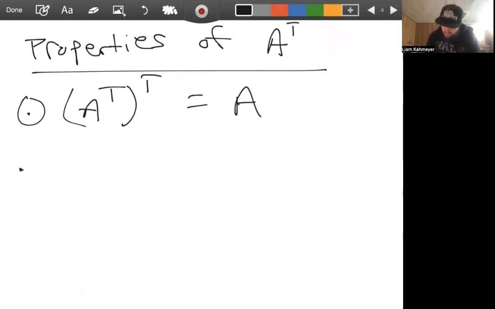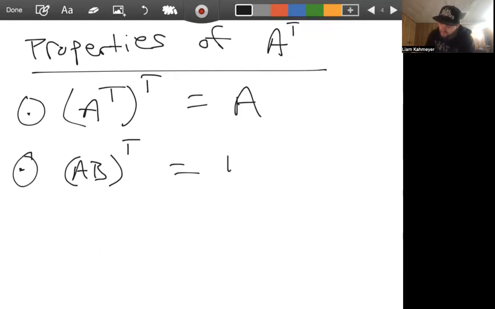We also have a rule with products. So if you have the product of two matrices, AB, and then you want to take the transpose of this product, what you can do is first take the transpose of B and then multiply by the transpose of A. And notice the order here. The order is important because remember, matrix multiplication is not commutative.